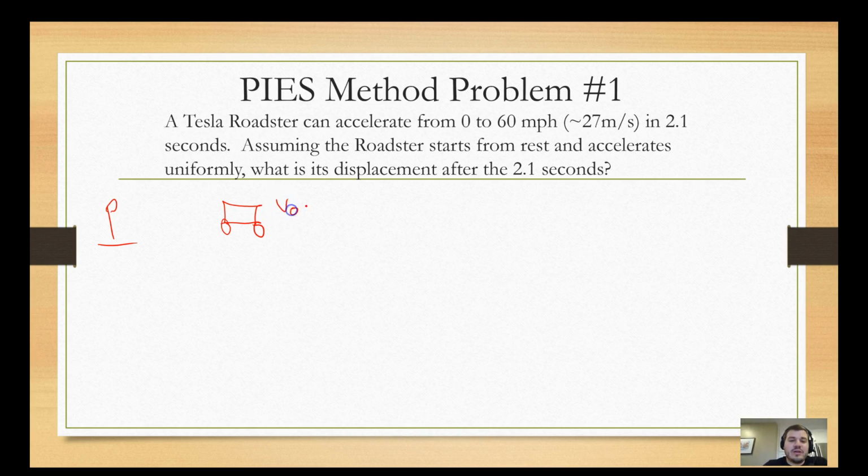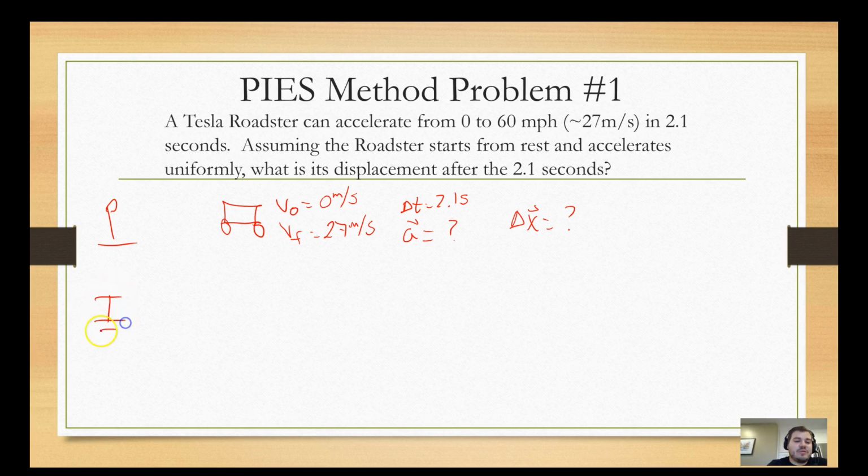So it starts from rest, meaning that v initial is 0. And v final, we're told, is about 27 meters per second. We know the time interval is 2.1 seconds. The things we don't know are the acceleration, and we don't know the displacement. So this helps us to organize what do we know and what do we not know. Now, the problem then asks us to find what is the displacement.